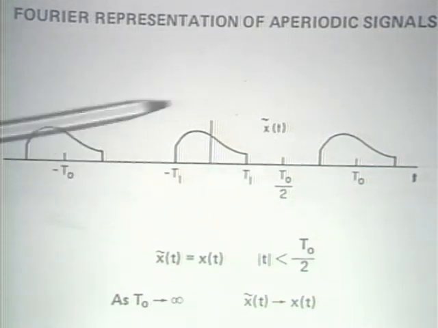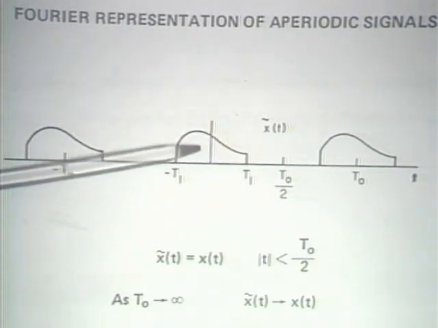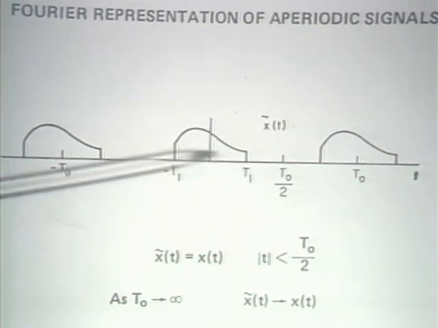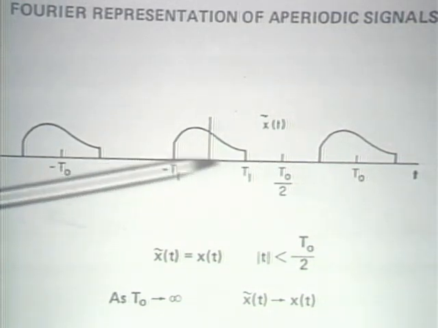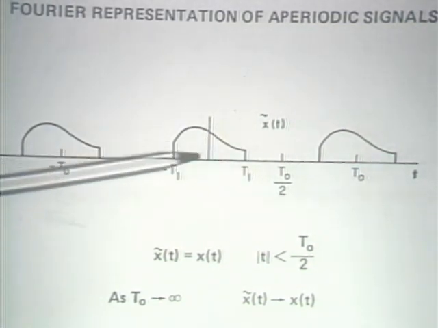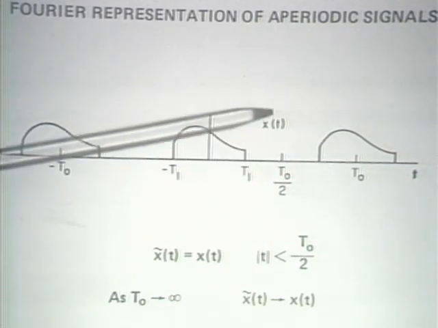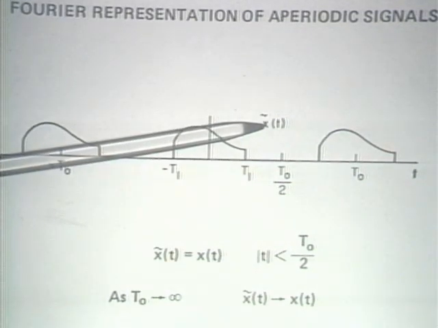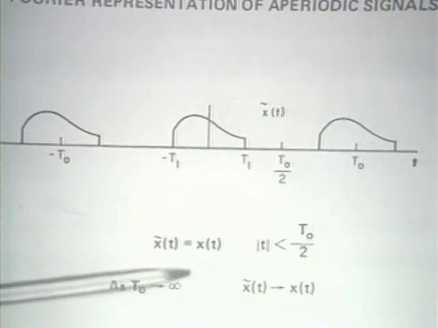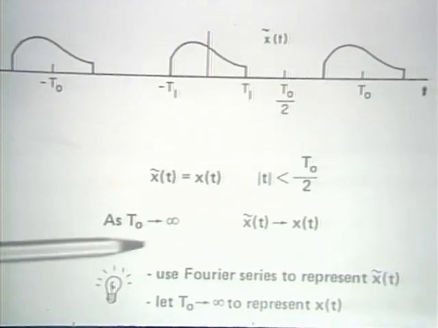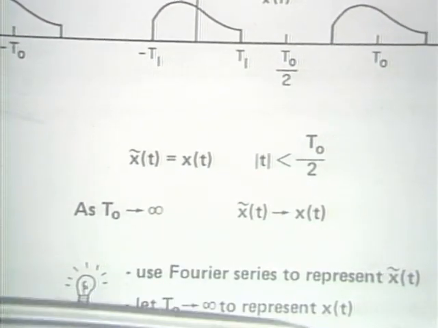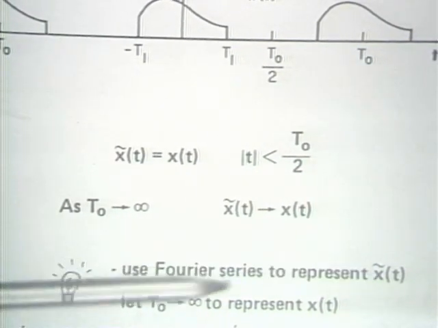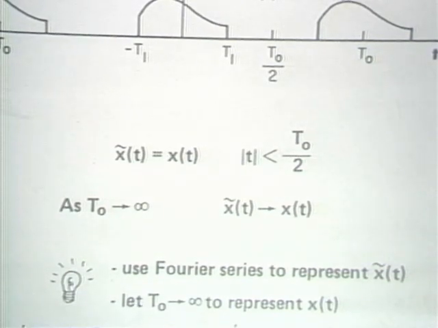Now, two things to recognize about this. One is that the periodic signal is equal to the aperiodic signal over one period. And the second is that as the period goes to infinity, the periodic signal goes to the aperiodic signal. So the basic idea then is to use the Fourier series to represent the periodic signal and then examine the Fourier series expression as we let the period go to infinity.